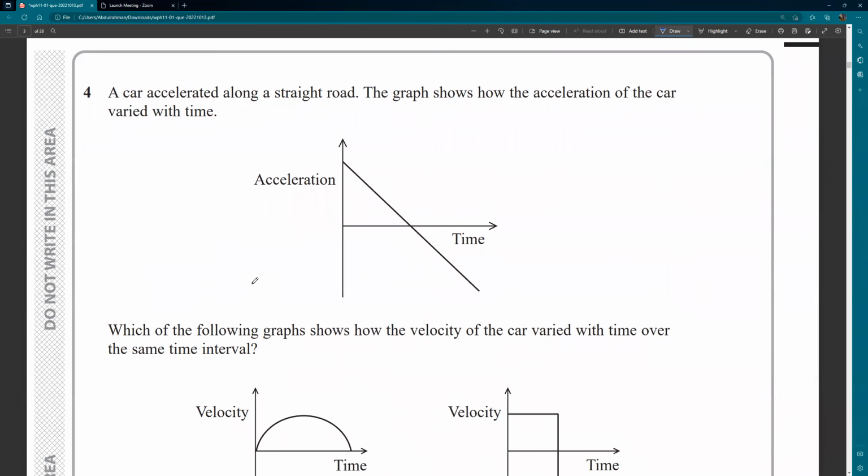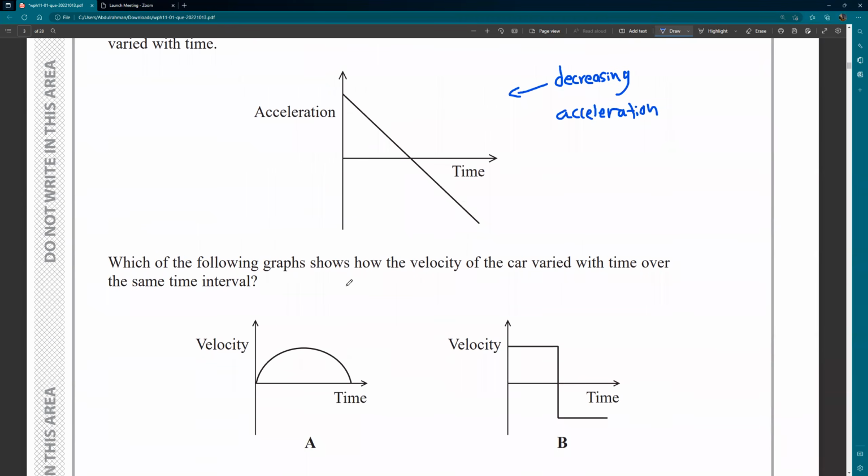Question 4, a car accelerated along a straight road. The graph shows how the acceleration of the car varied with time. So what we could see is that this is a decreasing acceleration, and it's decreasing at a constant rate as well. And it's asking which of the following graphs shows how the velocity of the car varied with time. So how do I show decreasing acceleration in the velocity time graph?